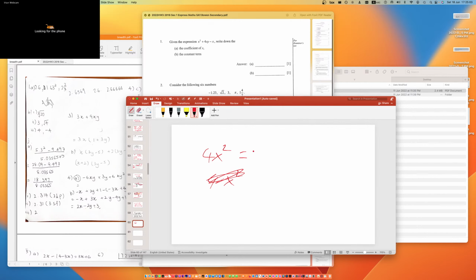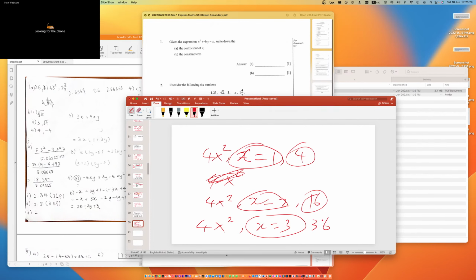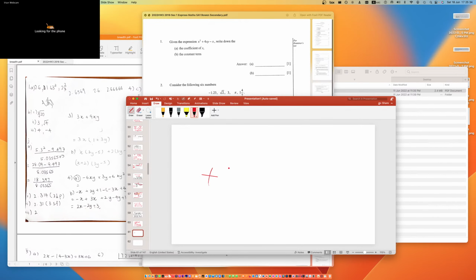If your x is equal to 1, then it's 4. If your x is 2, then this one will be 16, because you sub it in. If your x is 3, you sub it in, so this will be 9, 4 times 9 is 36. Can you see that when the x changes, the value of 4x squared also changes? So it's never a constant. But the plus 5 is very clear cut. It's always plus 5, right?